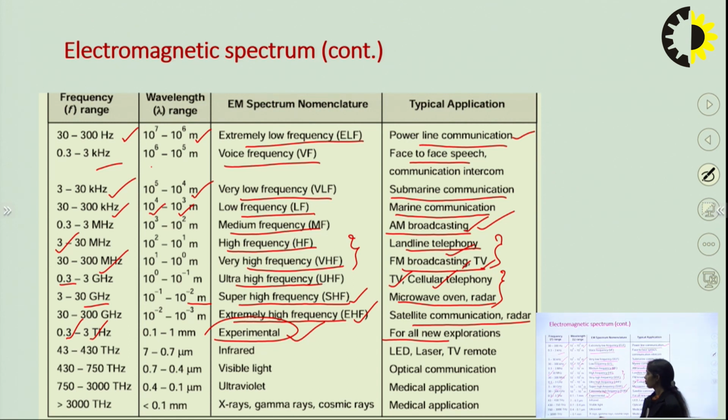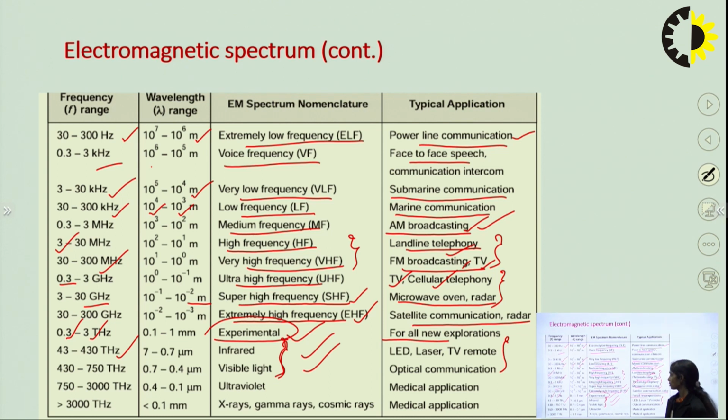Now if we talk about the terahertz frequency range, that is 43 to 430 terahertz and 430 to 730 terahertz, these two frequency ranges, the infrared and visible light, are basically used in LEDs, lasers, television remotes and optical communication, which is a great source of communication used in today's scenario. So all the high bandwidth applications we can do with this frequency range.